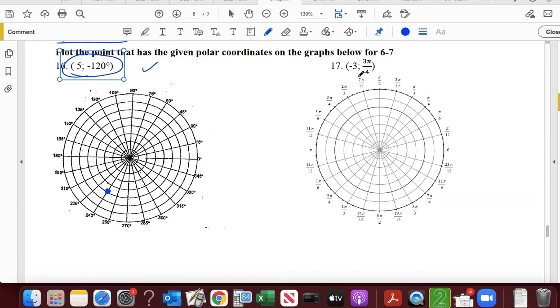Okay, next we got -3, 3 pi over 4. Remember, a negative radius takes you 180 degrees or pi radians opposite where the angle actually is. So if we go to 3 pi over 4, that would be right here. But instead of going 3 in that direction, since it's negative, we would go 180 degrees to the other side over here to 7 pi over 4 and go 3 in that direction. So we go 1, 2, 3, and there's our point right there.